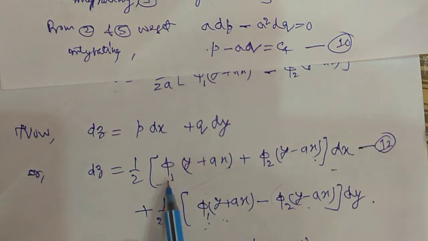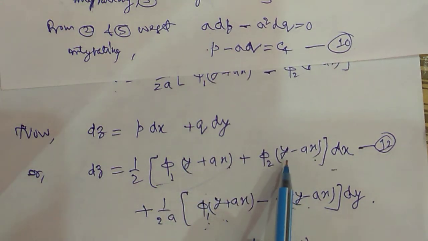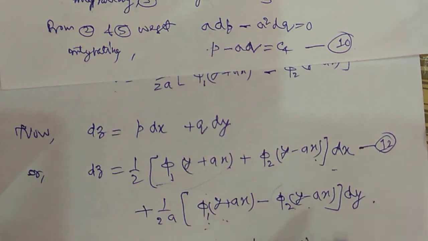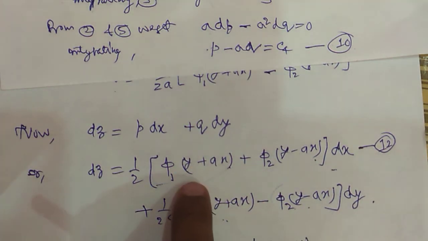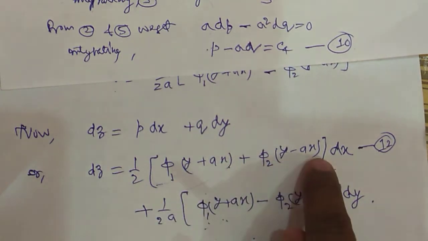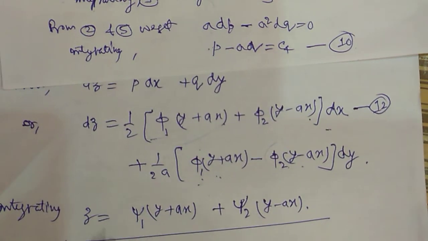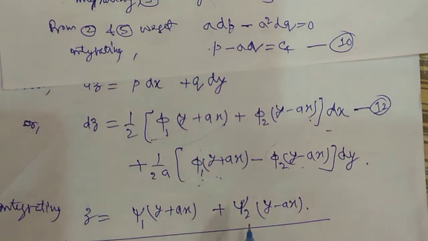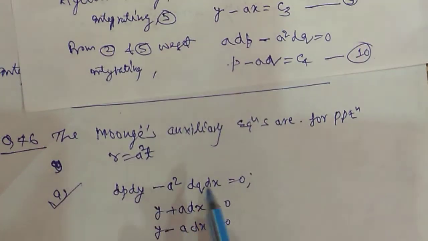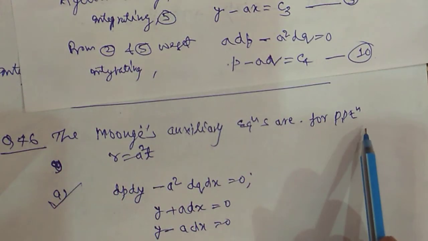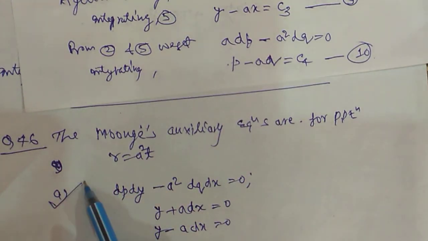Here note that phi 1 and phi 2 are functions of the same set. Phi 1 is a function of y plus ax and phi 2 is a function of y minus ax. So on integrating we get new functions in the same set, y plus ax and y minus ax. So in the general solution we get psi 1 of y plus ax and psi 2 of y minus ax. So here we have framed a question for the auxiliary equation. We have already found the option is A. Thank you.